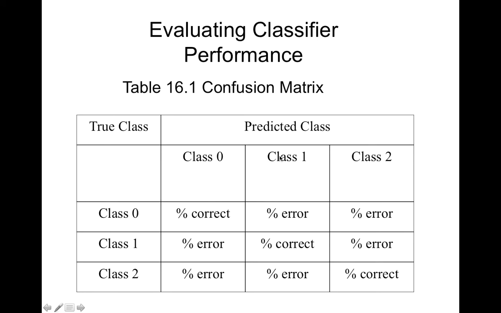Let's say that one additional person was predicted to be a part of class 1, but they were actually class 0, then you would have a 10% error. If no one was predicted to be class 2 who was actually class 0, you'd have a 0% error. So for every class, you have a percent that are correctly predicted and classified, and then you have a percent that are incorrectly predicted or classified.